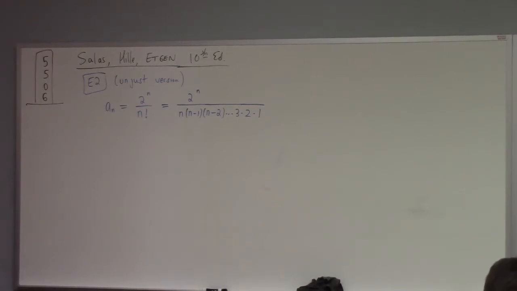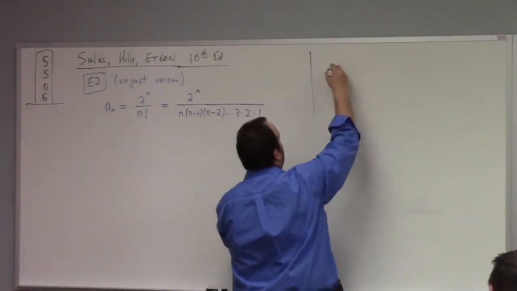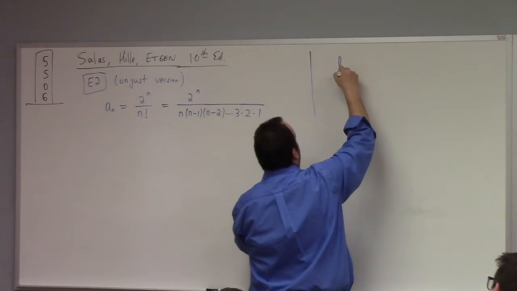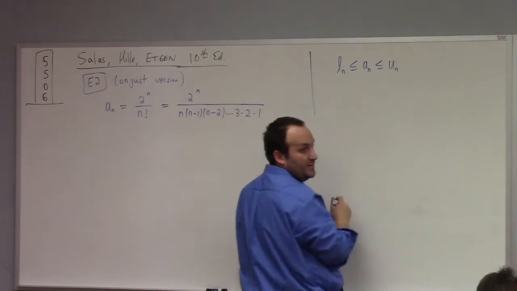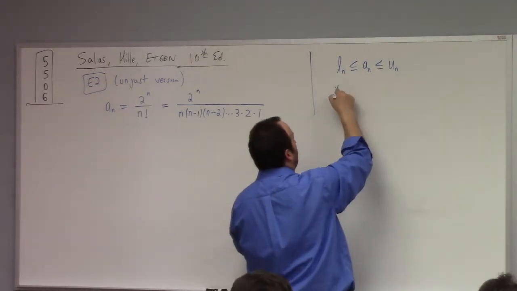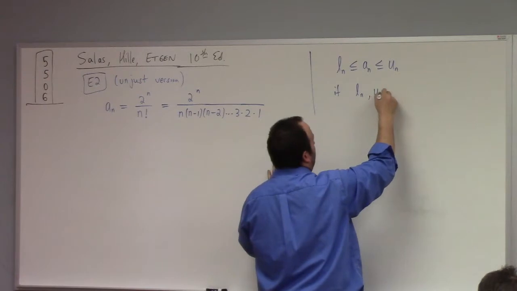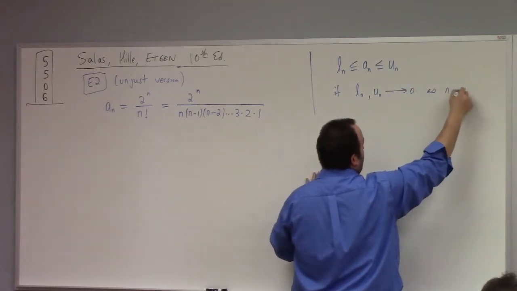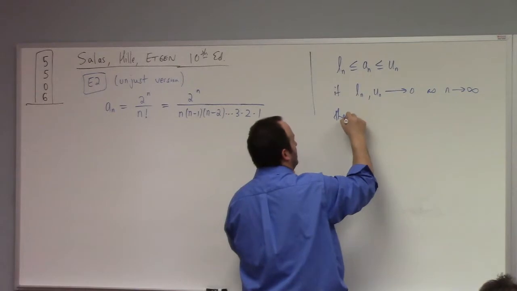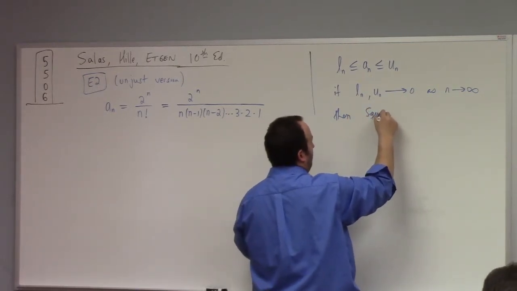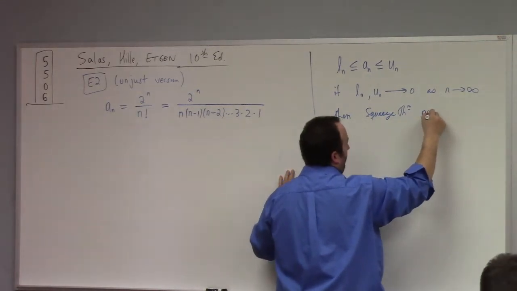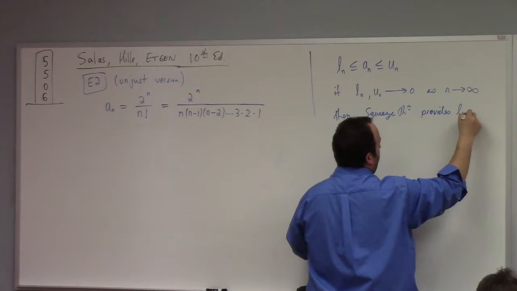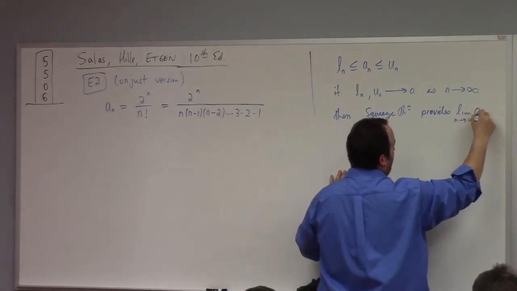I mean, okay, there's a squeeze theorem is what I'm trying to get at, guys. If you can find L sub n less than or equal to A sub n less than or equal to U sub n, like a lower and an upper bounding sequence, and if you have L sub n and U sub n both going to 0 as n goes to infinity, then the squeeze theorem says what? The limit as n goes to infinity of A sub n is 0, right?